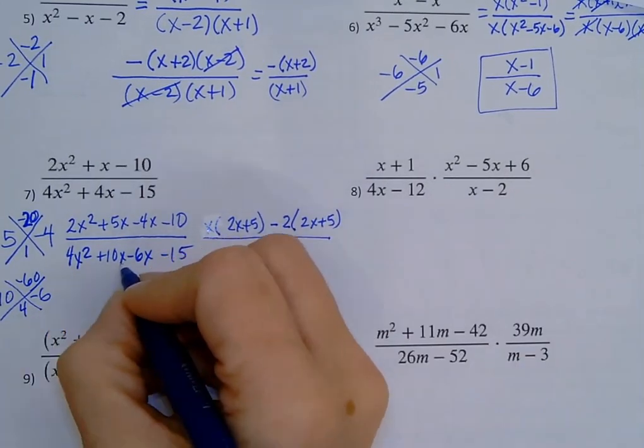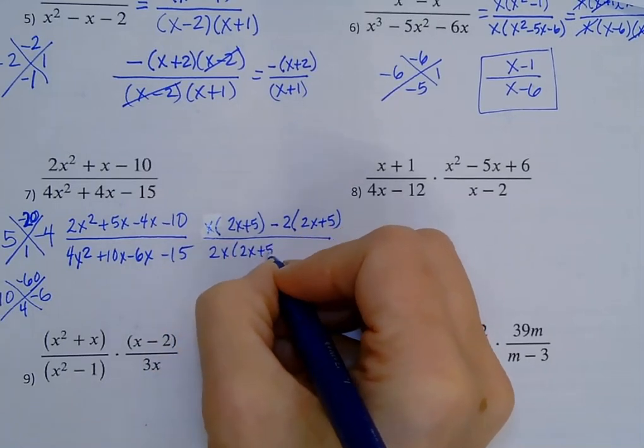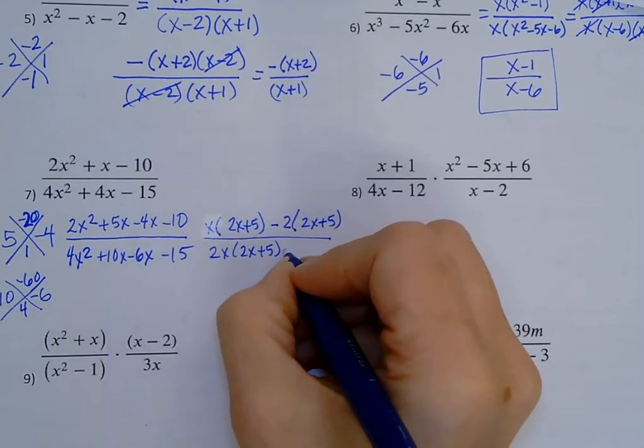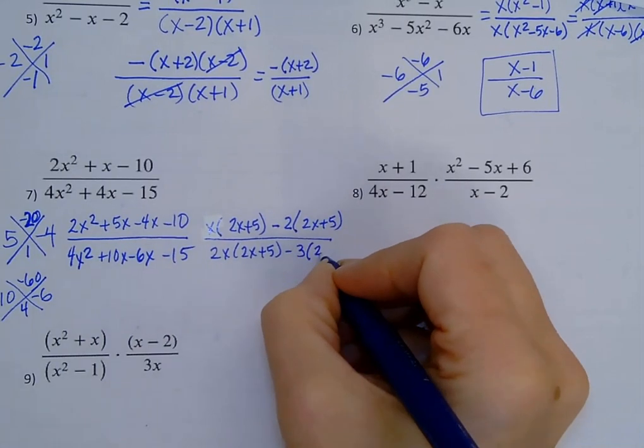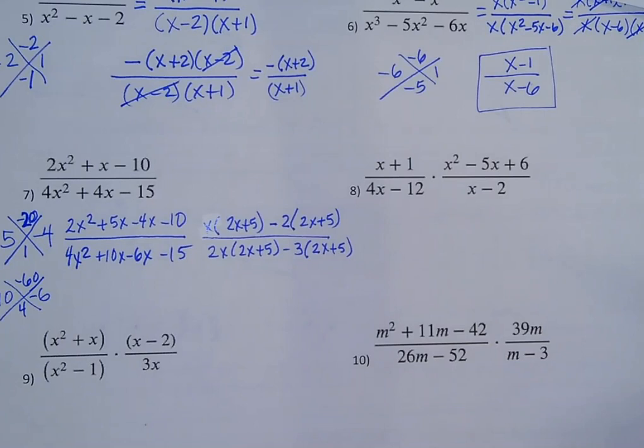My denominator, I'm going to pull out 2x. I have 2x plus 5. I'm going to pull out negative 3, and I have 2x plus 5. Whoa, look at that. That's a lot of 2x plus 5s. So let's see what happens when we do all that.